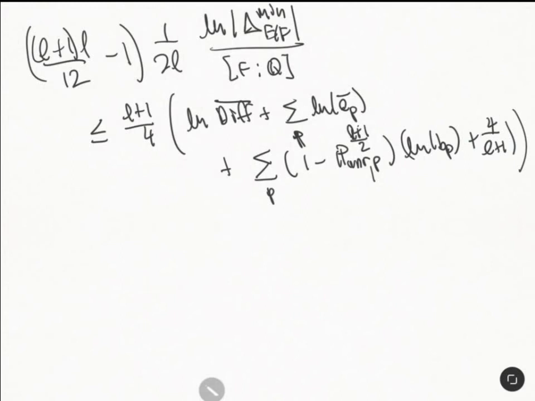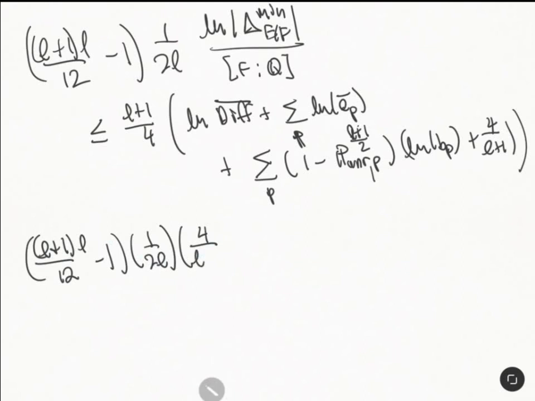All right, so when we bring this over to the other side, what we're going to have to examine is the following product. It's L plus 1 times L over 12 minus 1. Then we do 1 over 2L. And then we're going to do 4 over L plus 1. All right, so let's bring this term in first. The L plus 1's cancel, so it's L over 3 minus 4 over L plus 1, and then 1 over 2L.